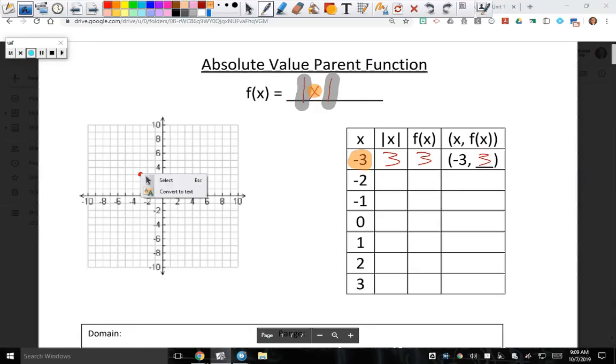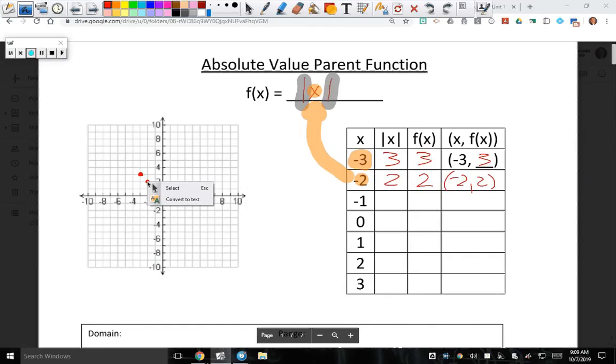Okay? Plugging now this 2 up here where x goes. What do I get, guys? 2. The f of x answer would equal 2. And therefore, my point is what? Negative 2 and 2. We're going to go ahead and start graphing these. So negative 2 and 2.